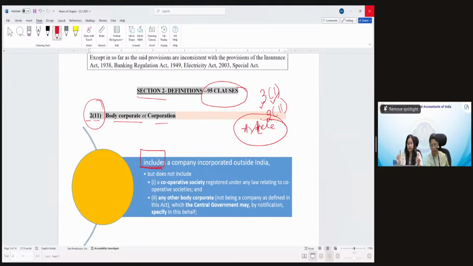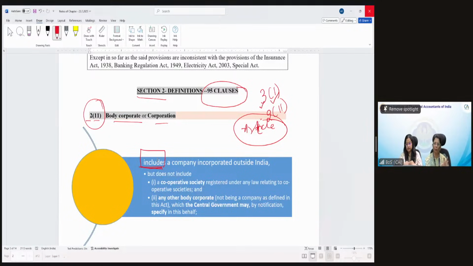So what is body corporate? Body corporate is not defined anywhere in the Companies Act as such, but the term has been defined through decisions given under various judgments and case laws. There they have said that a body corporate is a legal entity, which is separate from the person who owns or manages it. So they have their different identity.